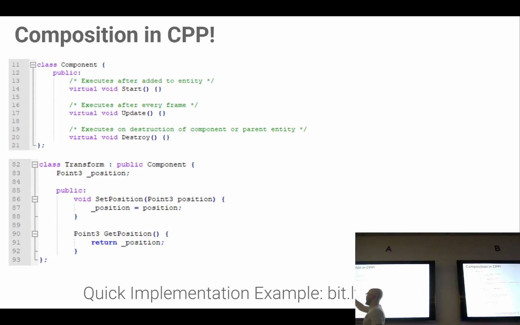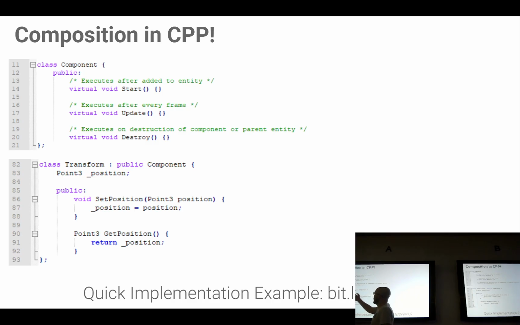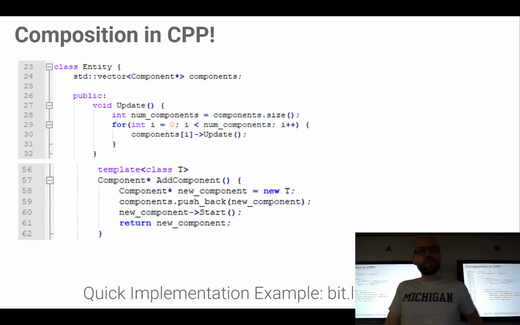We've got our classic transform component, and it derives from that component base class, which means it's going to have a start and update and destroy function. This transform is special, okay? It has a position datum, and it has some functions for getting and setting that position. It also has a bunch of other stuff, but we don't really care about that, okay?